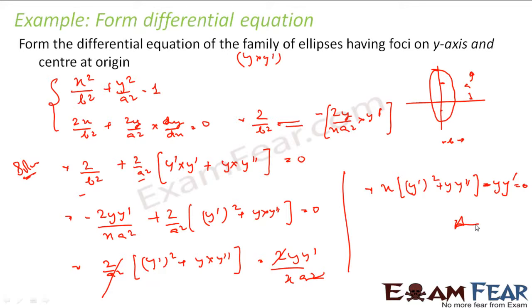Nothing great here also. The tricky part was understanding this question, that the question is asking for the family of ellipses having foci on y-axis and center at origin. So you got this kind of equation. This equation has two variables b and a, so that means we have to differentiate twice. We did that and got the answer.